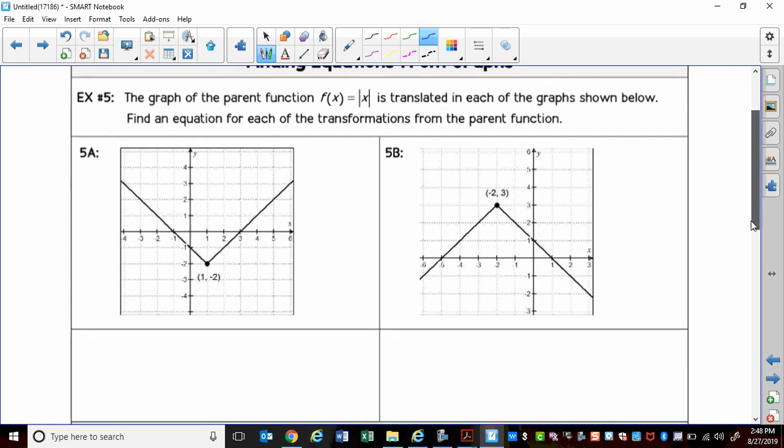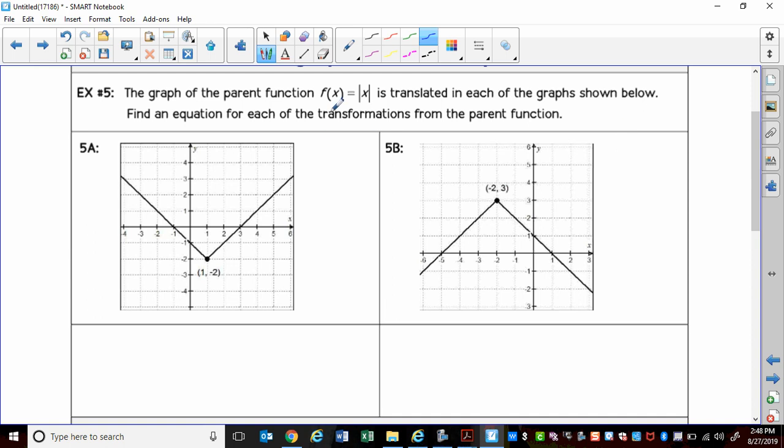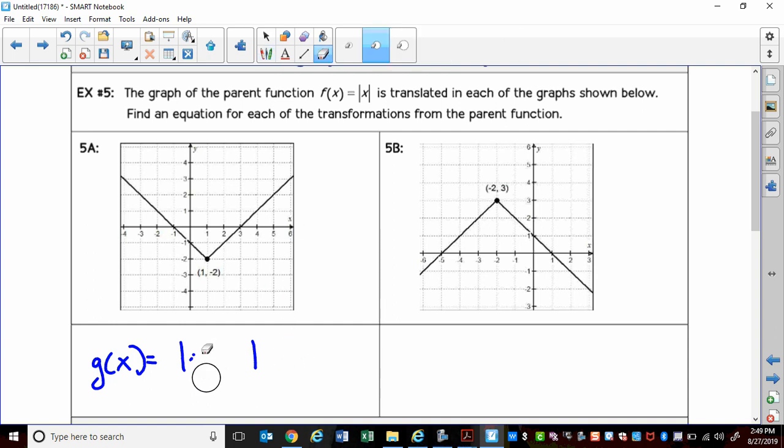Now, if they actually give you the graph and ask you for the transformation, this is what we're going to do. We know that this is an absolute value function. It's a v. We need to know the parent functions. So I know this is something like g of x equals the absolute value of x, and then maybe plus or minus something, I'm not sure. Let me just change this. Okay, now I need to look at the vertex.